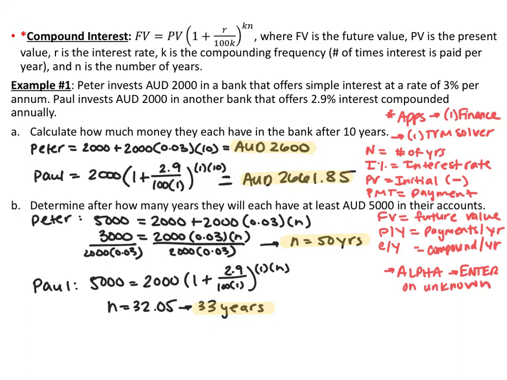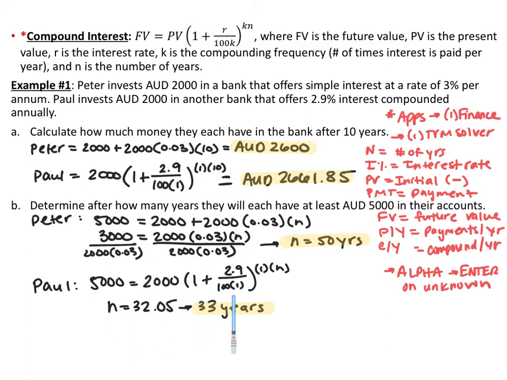Same thing with part B, we want to figure out how many years until they have 5,000 Australian dollars. For Peter, I just set this equal to 5,000 with N instead of 10, and solved. I subtracted 2,000 from both sides and then divided by 2,000 times 0.03. And after 50 years, he would have $5,000.